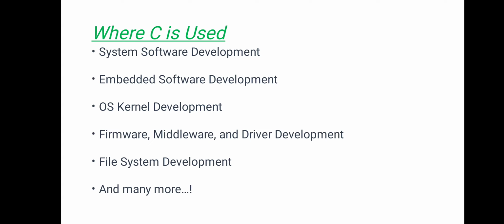Where the C is used. C has many applications. It can be used everywhere. For example, system software development, embedded software development, OS kernel development, means operating system kernel development, firmware, middleware and driver development, and file system development and many more.